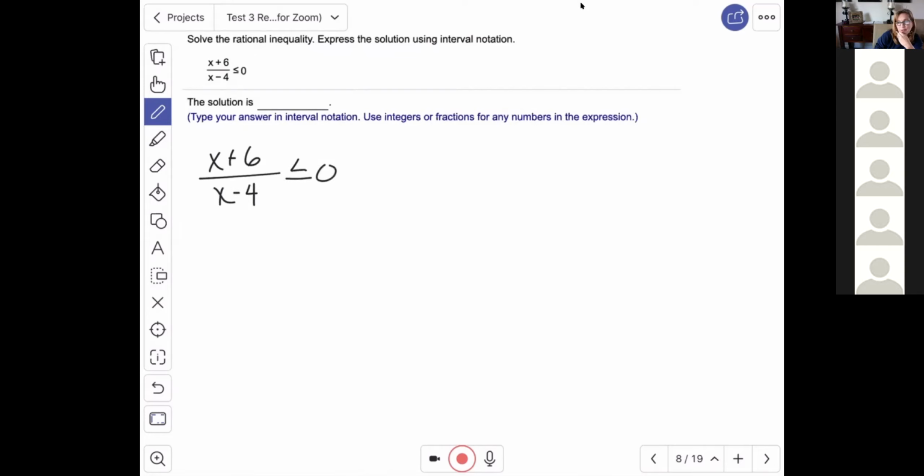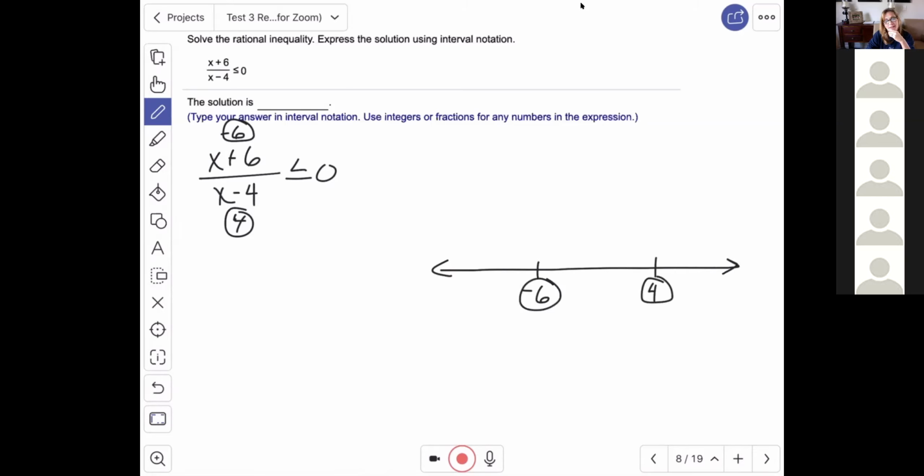All right, so to find your boundary points, you just set the top and the bottom equal to 0. So if I set x plus 6 equal to 0, I get -6, right? That's 1. And the bottom would give you 4. So my boundary points are -6 and 4. That makes sense? All right. So the only difference is we're dividing positives and negatives instead of multiplying, but it's the same rules.